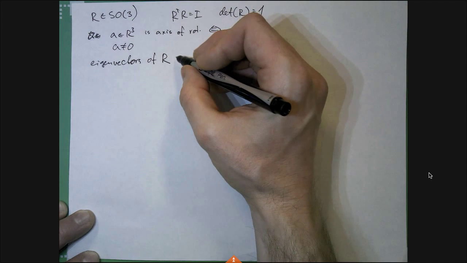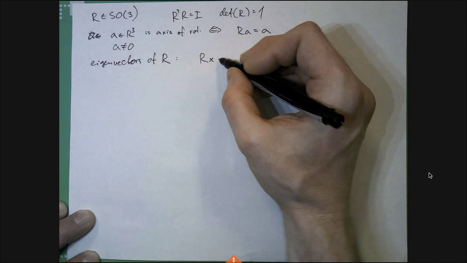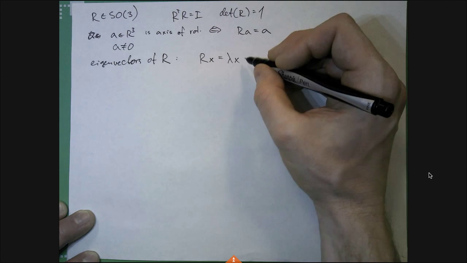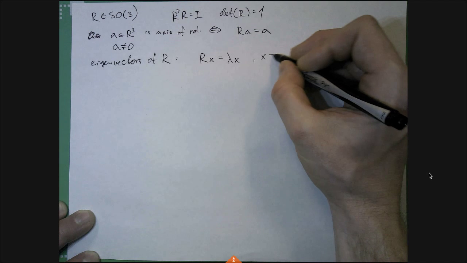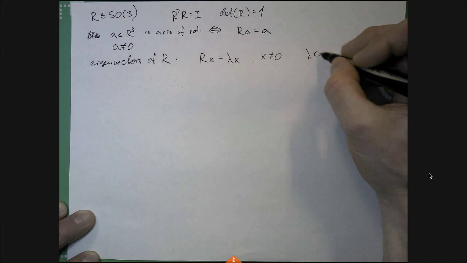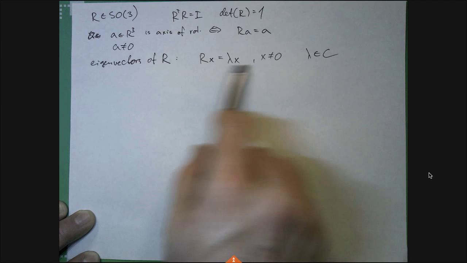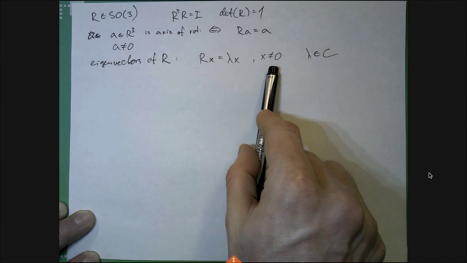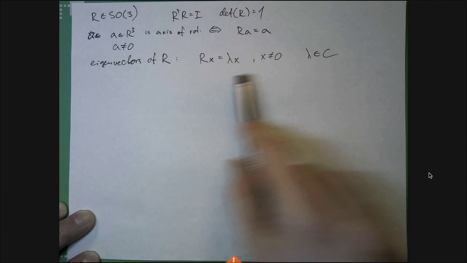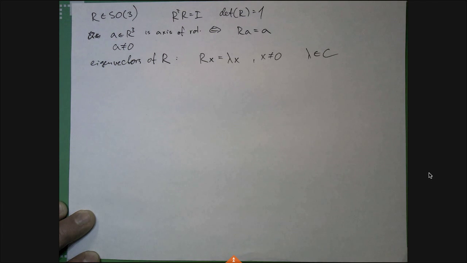Eigenvectors are vectors x such that Rx equals lambda x. x must be non-zero, so it's a valid eigenvector, and lambda is, in general, a complex number. If I have a lambda and x which satisfy this equality, and x is non-zero, and lambda is complex, then I say that x is an eigenvector of R, and lambda is an eigenvalue of R, right? I hope you all know this.